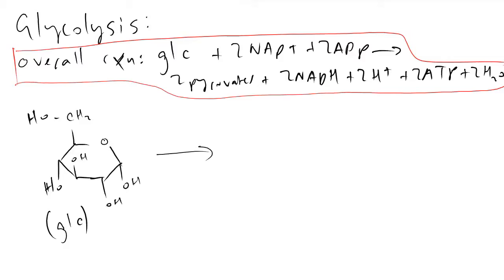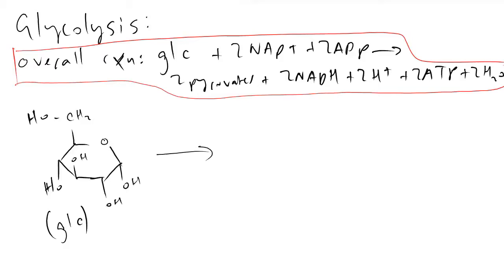And to begin with, the overall reaction that occurs in glycolysis is we take in a glucose molecule as well as two NAD plus molecules, two ADP molecules, adenosine diphosphate molecules, and then we create two pyruvates, two NADH, two protons, two ATPs, and two water molecules.